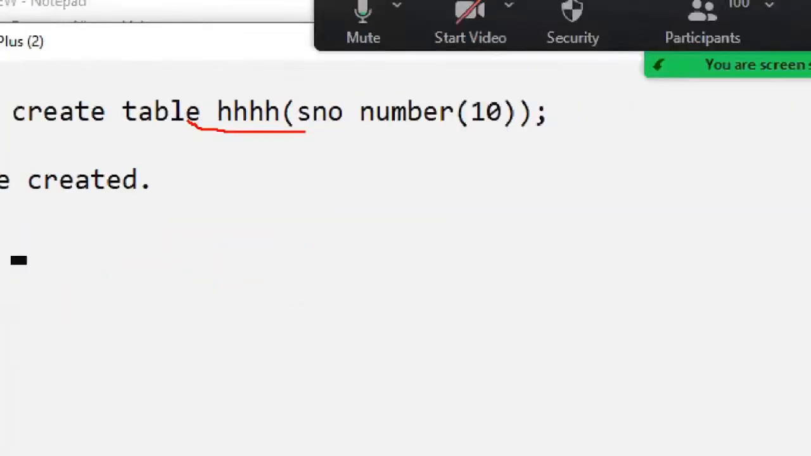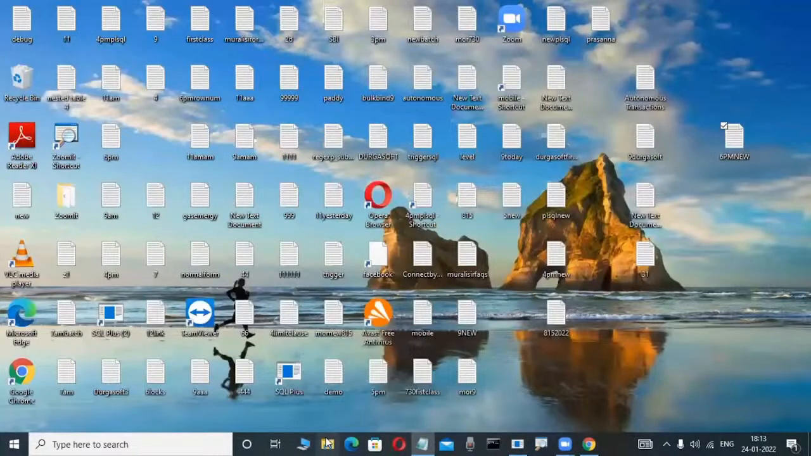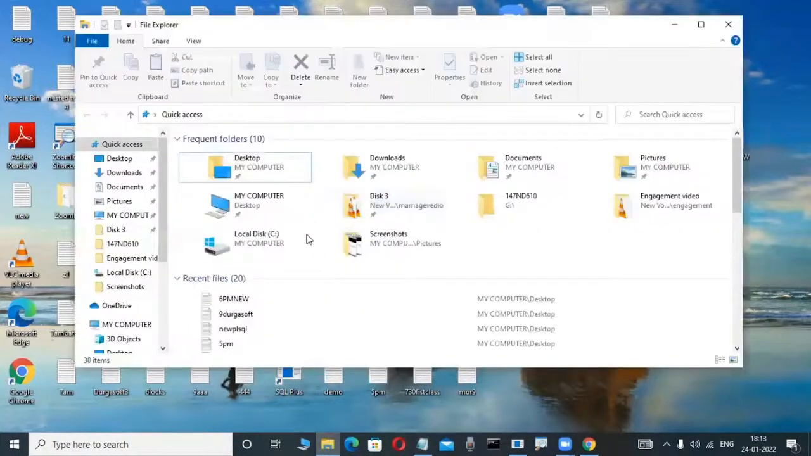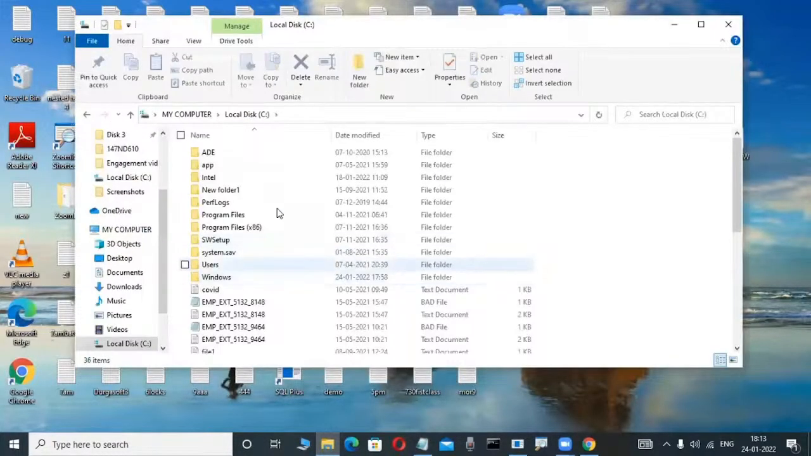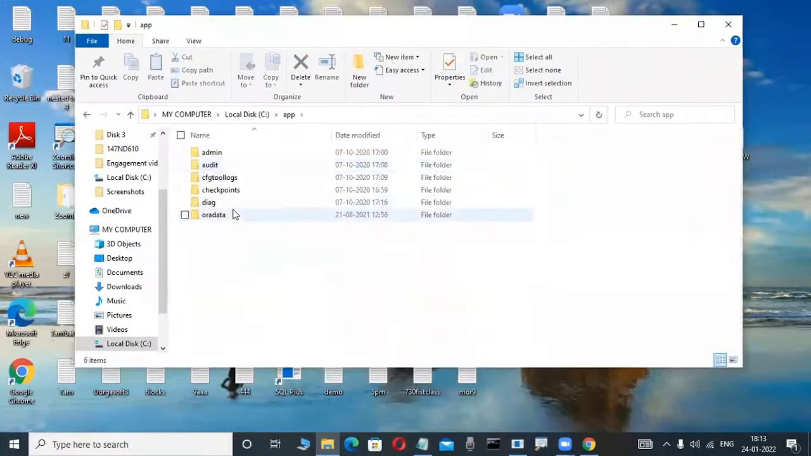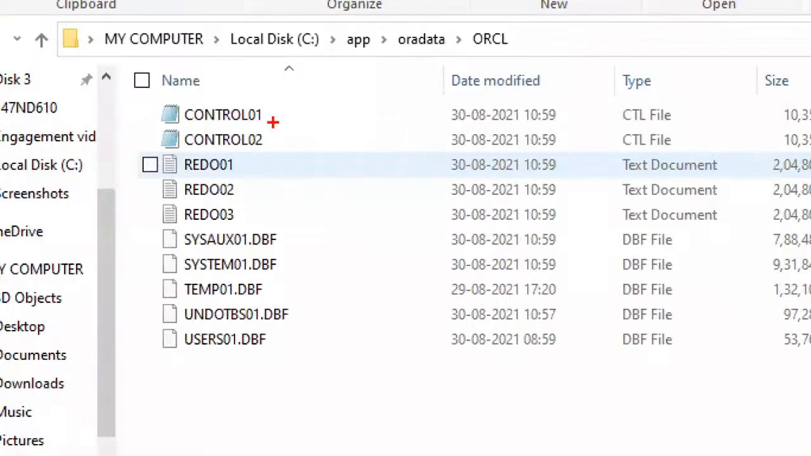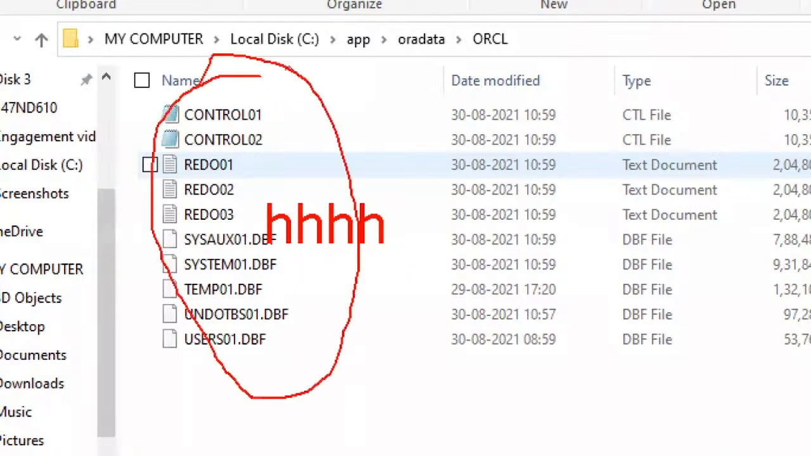Whenever I'm creating a table, this is not visible in the operating system. I'm installing Oracle on my system. How you install Oracle, we will learn in the next classes, don't worry. I install Oracle at one stage, in the C drive or somewhere. In this C drive, your table is not available. Whatever table I'm creating is not visible in the C drive or D drive.